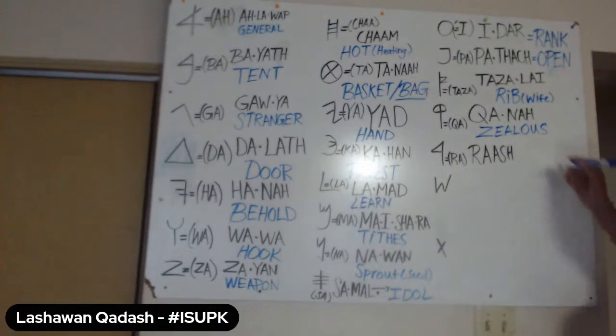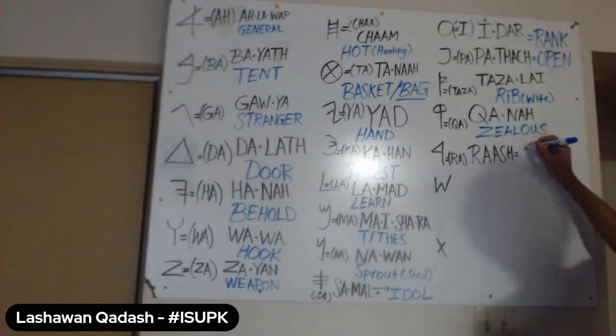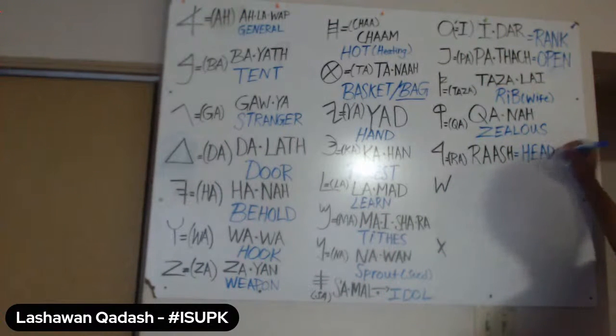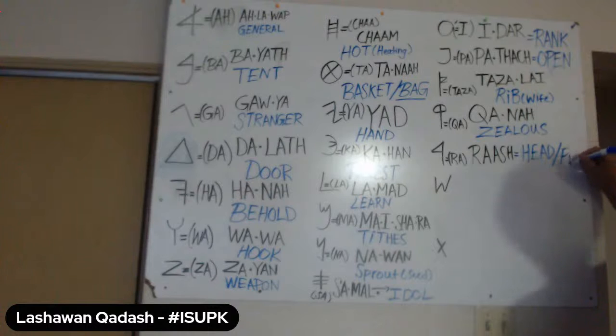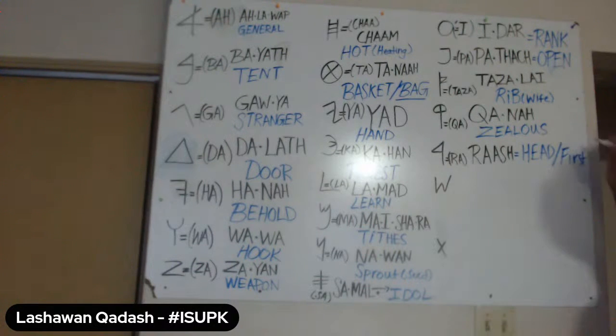All right, Ra'ash. Ra'ash simply means first. Okay, hold on. It means head, like head start, or it means first, like begin. Okay, first. That's what it means. So either head, like the head on your body, or otherwise first, like first in line. Okay, that's what Ra'ash means. Head or first. Also too, like head start.